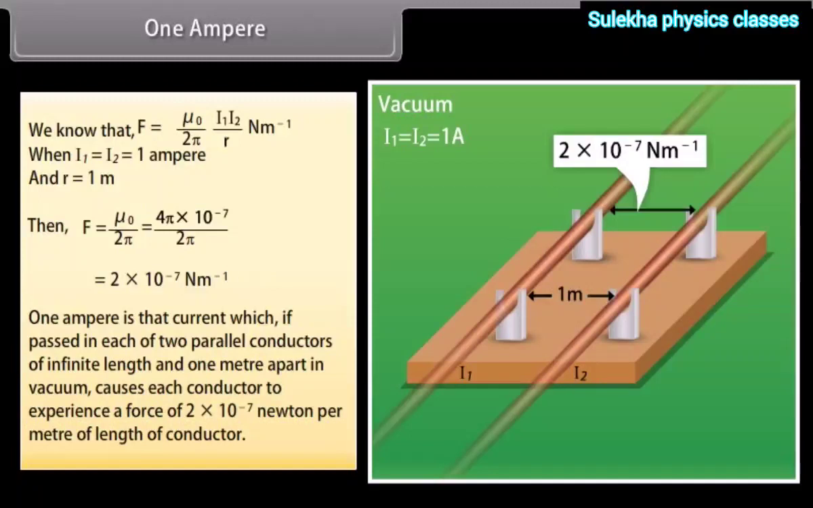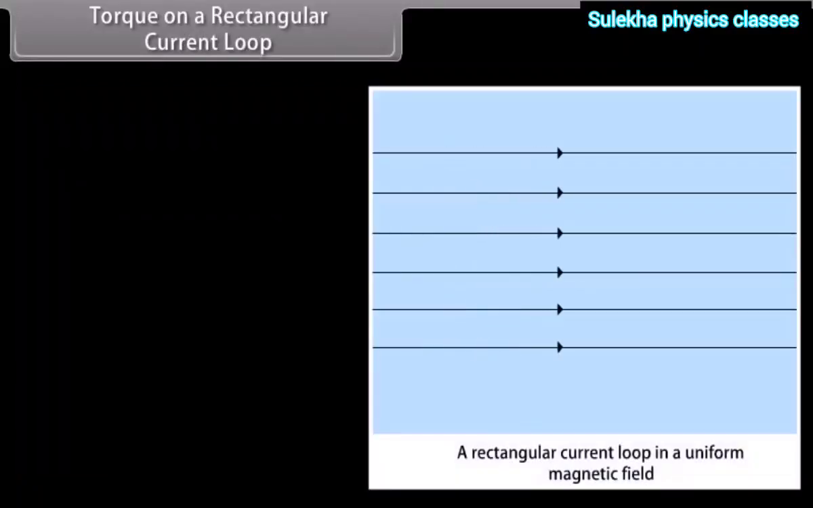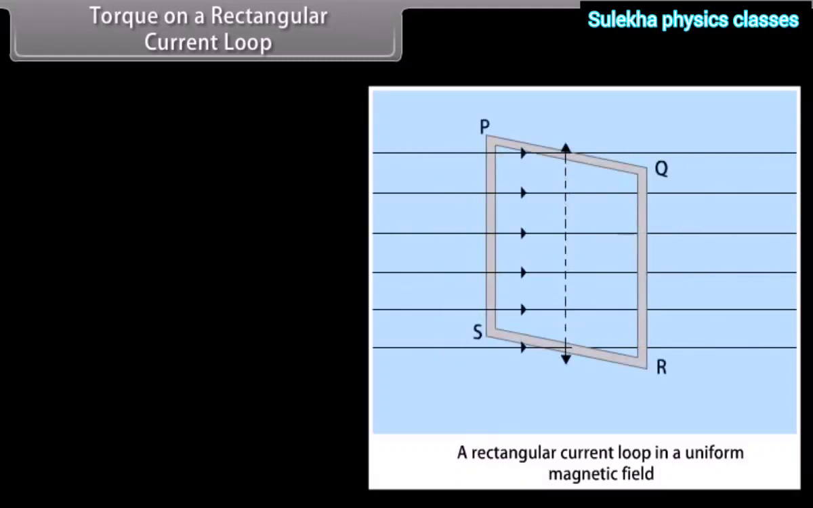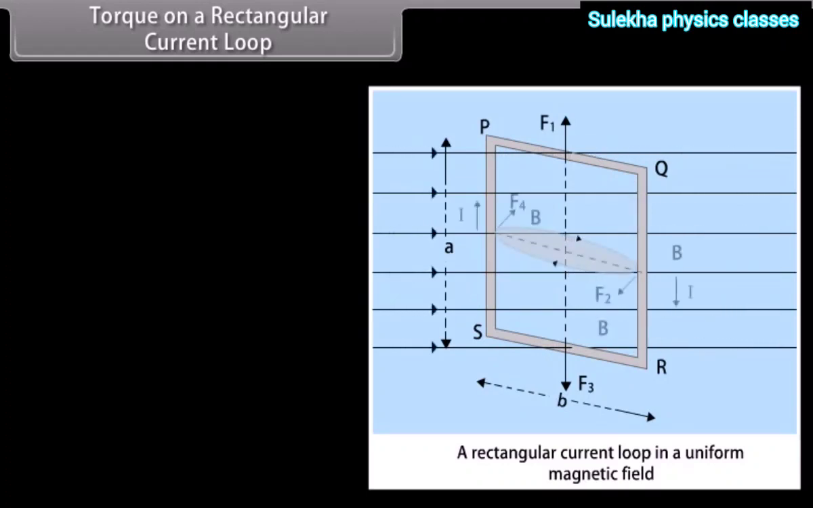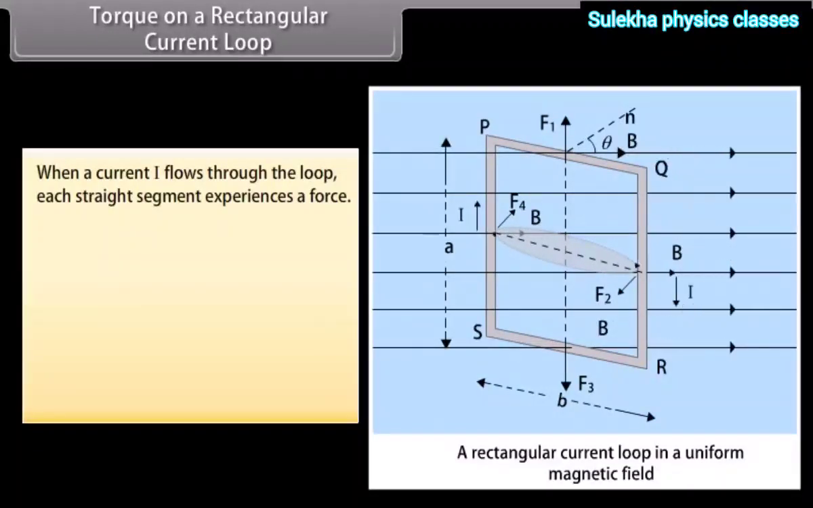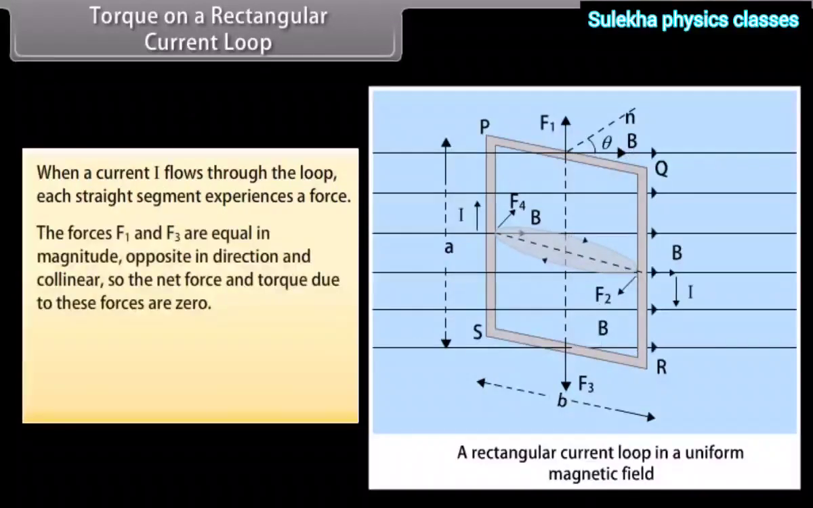Torque on a rectangular current loop. We consider a current-carrying rectangular loop PQRS of sides a and b placed in an external uniform magnetic field B. The normal to the plane of the loop makes an angle theta with B. When a current I flows through the loop, each straight segment experiences a force. The forces F1 and F3 are equal in magnitude, opposite in direction and collinear, so the net force and torque due to these forces are zero.